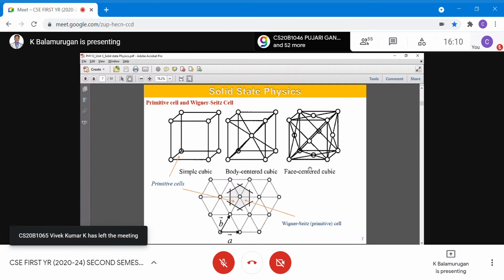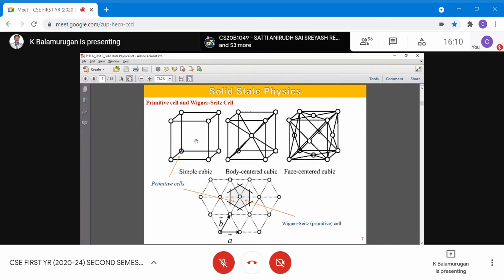Similarly, the other one is called face-centered cubic. Each plane, you can see each plane, right? If you connect any 4 atoms in the cube, it forms a plane. In each plane, you have an atom at the center of the plane. That is called a face-centered cube. We can call each plane a face.